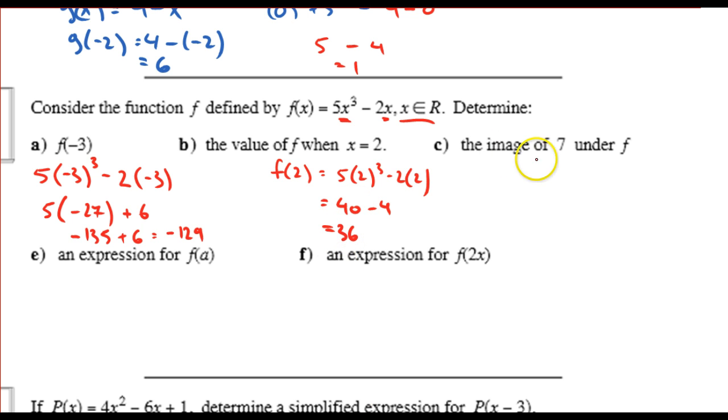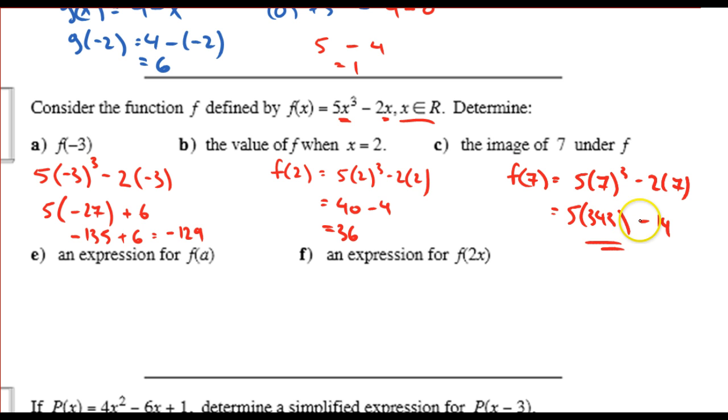The image of 7 under f, well, that just sounds weird, but what they really want is just f at 7 equals 5 times 7 cubed minus 2 times 7. And again, that's going to be some large number there. 5 times 343 minus 14, and you can go ahead and do that one. An expression for f at 8.